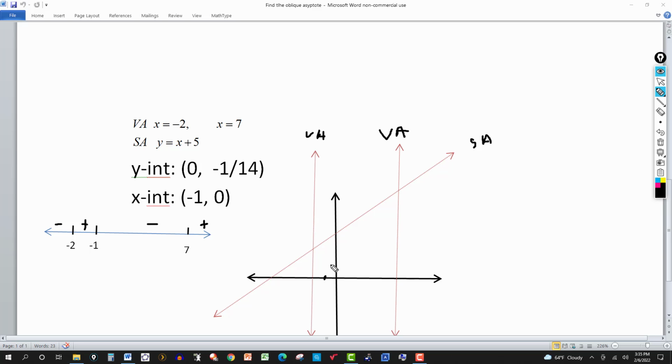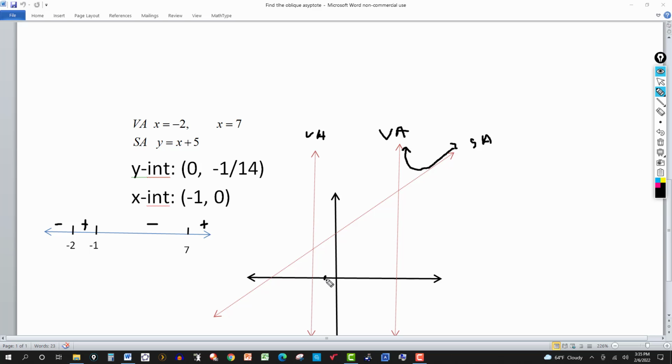So without even plotting any points, I could have something that looks like this. You want the graph to approach the slant and the vertical. So I could have something that goes like this over here, but there's no intercept there. So this would suggest, and you can verify this by plugging in some actual points to the right of 7, plug in 7, plug in 8, 8.5, whatever, the graph should go something like this. The portion looks like that.